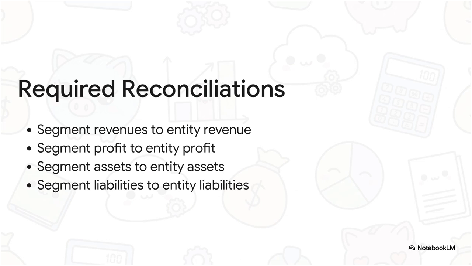Because segment information is built on internal management reporting, it actually might use totally different accounting policies than the formal public financial statements. Because of that, everything must tie perfectly back together. The entity is literally required to reconcile all these segment totals directly back to the entity's overall financial statements. You have to bridge that gap. Say a segment's profit is calculated differently than the consolidated profit before tax, the company must provide a crystal clear reconciliation explaining every single material adjustment. It's brilliant because it keeps the internal reporting honest and anchored firmly to the overall consolidated reality.